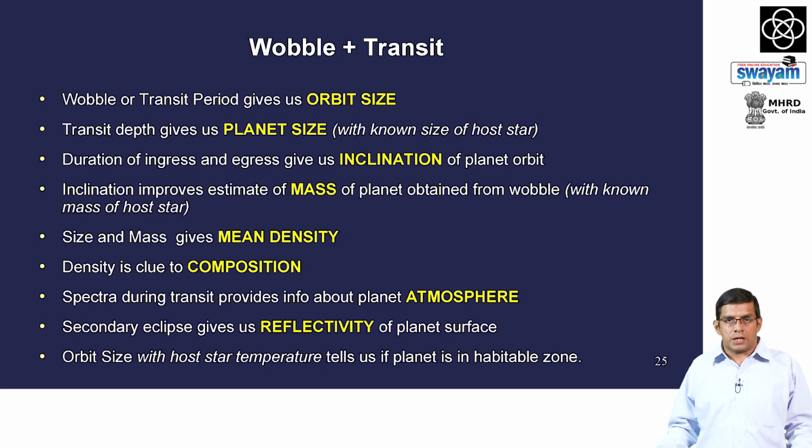Further, the spectra during the transit provide us information about the planetary atmosphere. The secondary eclipse also gives us information about the reflectivity of the planet's surface. So, all this information put together can help us to characterize the planet better by combining the results of the Wobble method and the transit method. The orbit size along with the temperature of the host star tells us what is likely to be the temperature on the surface of the planet and whether it can harbor life.